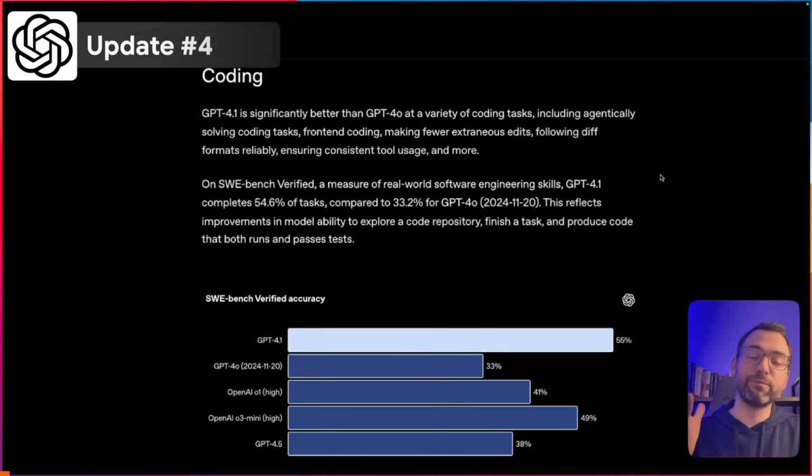And the fourth major improvement you should see when starting to use GPT-4.1 is that it is way better at coding compared to the other OpenAI models.